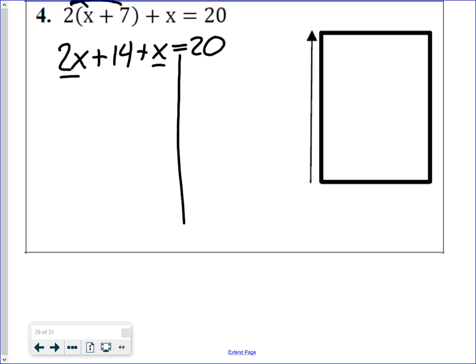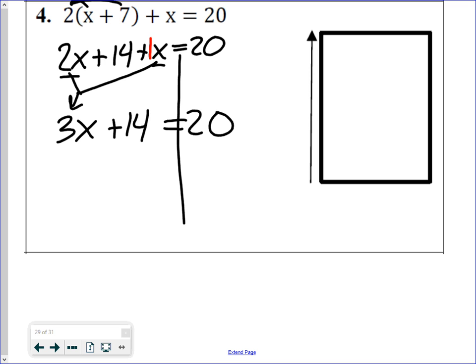First thing though, please make sure you see this is a 1x. If I write an x by itself, that's 1x. So 2 x's plus 1 more x gives me 3x. Now that positive 14 comes down, and that's equal to 20. When we get these multi-step equations, where we have to do more things to solve them, we have to wait until almost the very end before we start dealing with the box. But now we can do the box here.